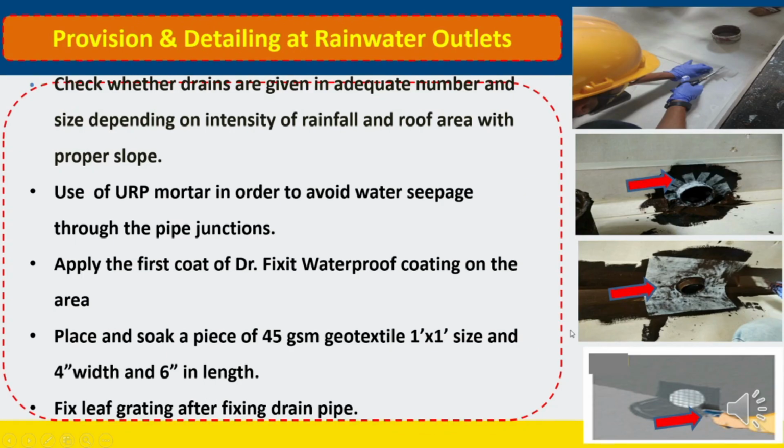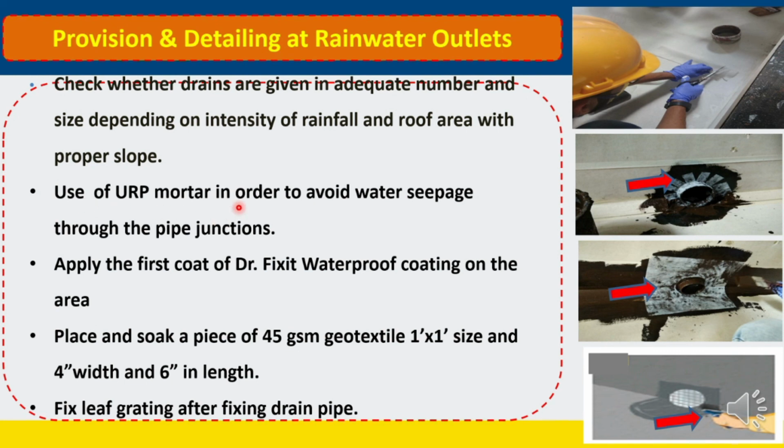Now I will be discussing provision or detailing at a rain outlet, water outlet, rainwater outlet. With the help of images, I will try to explain in a very simple way, step by step. Check whether drains are given in adequate numbers and size depending on intensity of rainfall and roof area, with proper slope. This is very important, and a proper slope should be there. If there is a heavy rainfall area, try to have more rain outlets on the roof. That is very important.